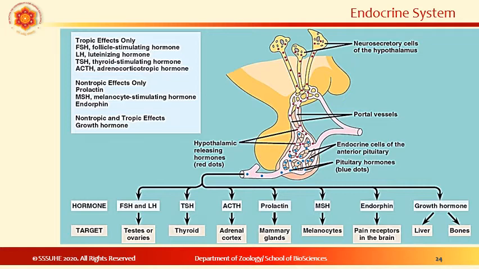So the photo shows the neurosecretory cells of the hypothalamus producing hormones which then come to the anterior pituitary and posterior pituitary, and the variety of hormones from the pituitary is shown, and the target tissues are shown here.